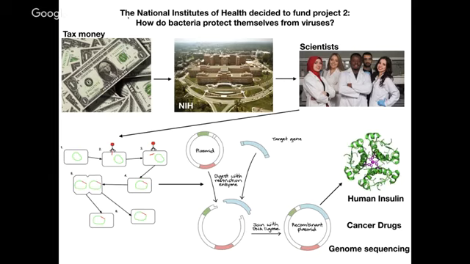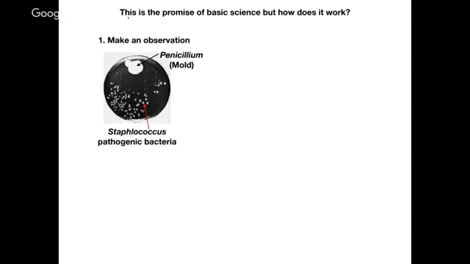So how do we do this? Well, the way you do this is we practice what's called the steps of the scientific process. And the very first step in this is to make an observation. And I think a really beautiful way to explain this is to go back to Alexander Fleming, who was a co-discoverer of penicillin. And what he did is he went away on vacation.